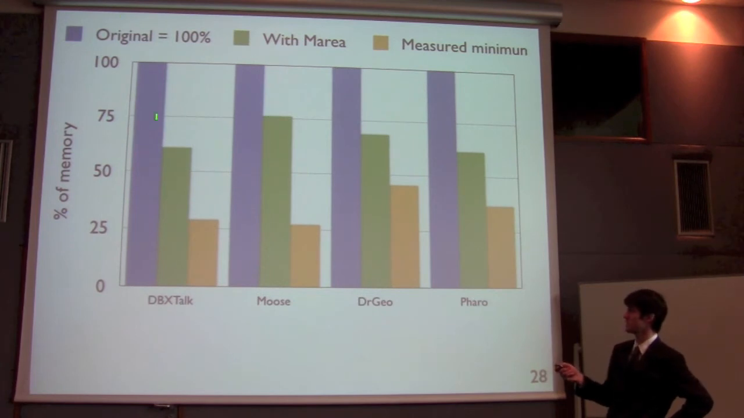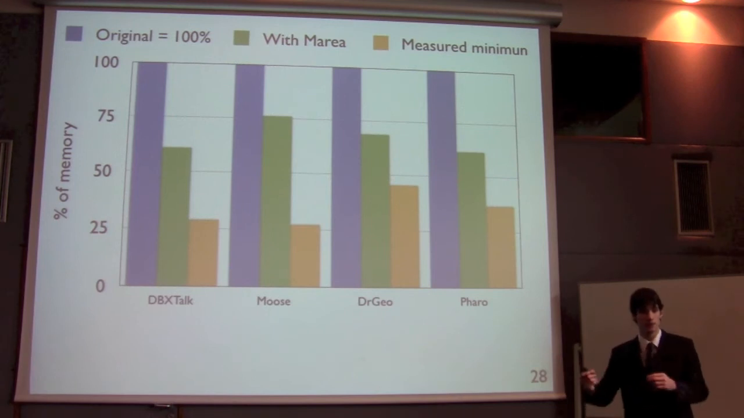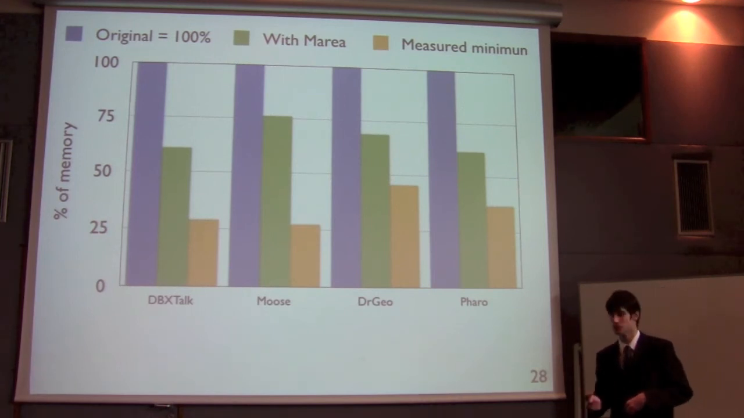So for example, for this case, it is around 45 to 40% of the memory. In this case, it is a little bit less. It's 25, and this one is different, and this is different. So it depends a little bit on the application how much Marea is actually able to release.